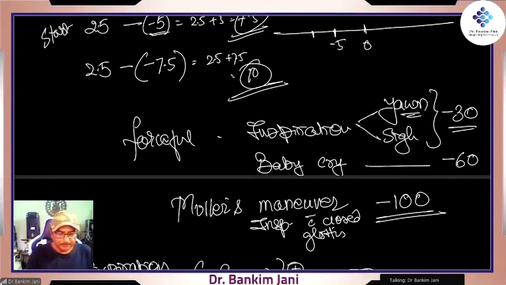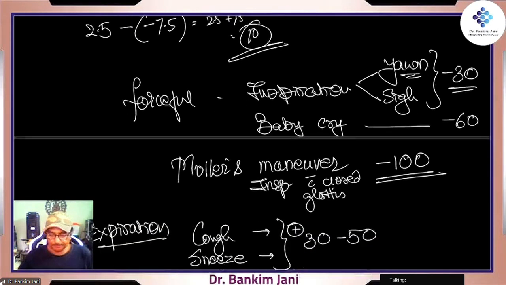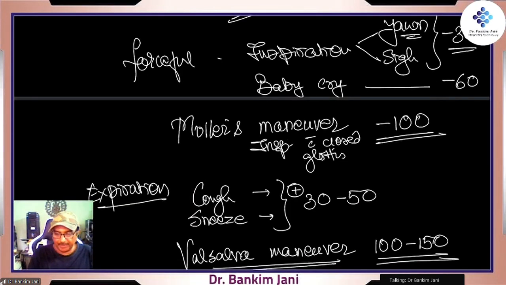So forceful inspiration, the yawn and sigh, is minus 30. And a baby crying at full strength, then that pressure is minus 60. Muller's maneuver, when you do it, the glottis is closed, so it is more negative, this is minus 100.